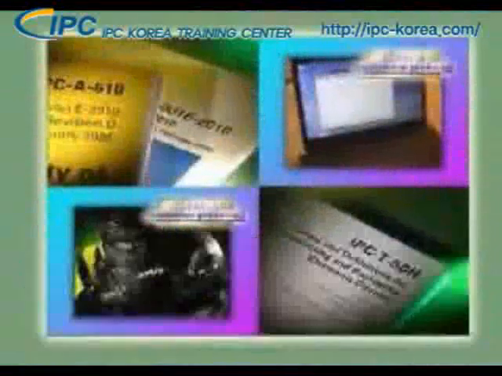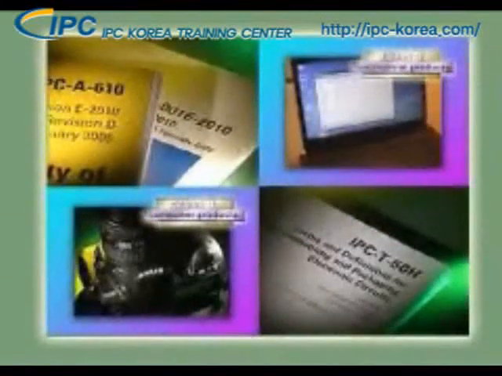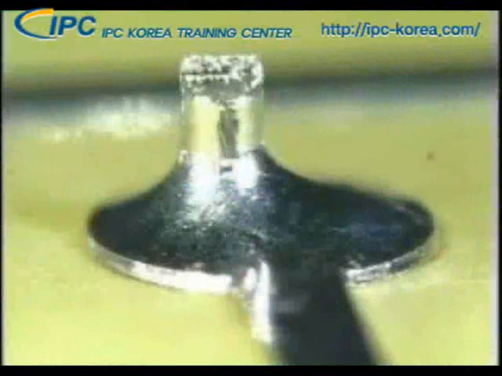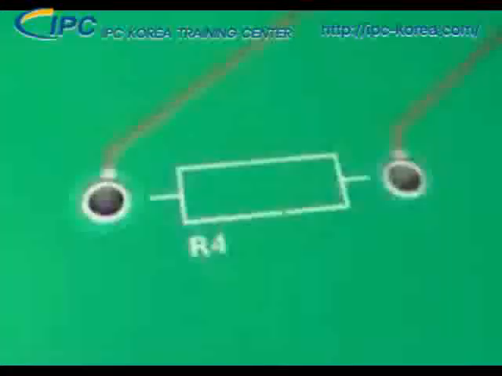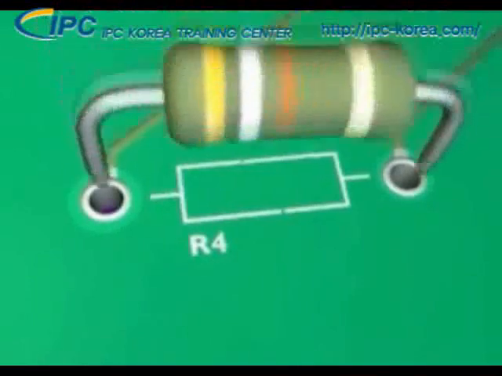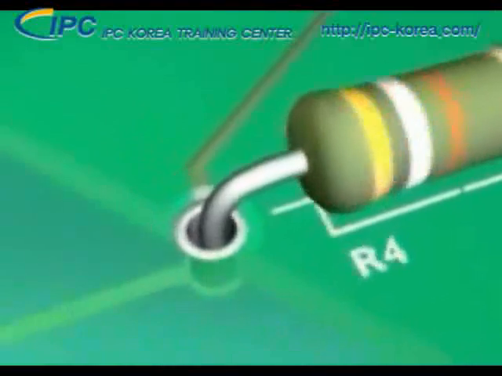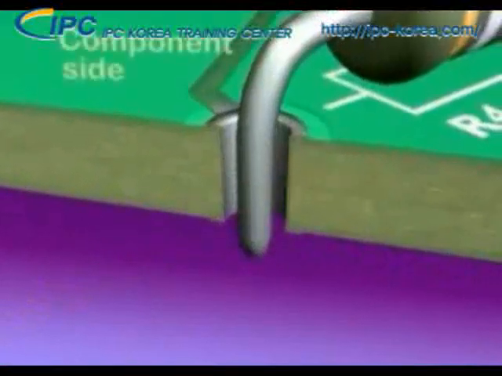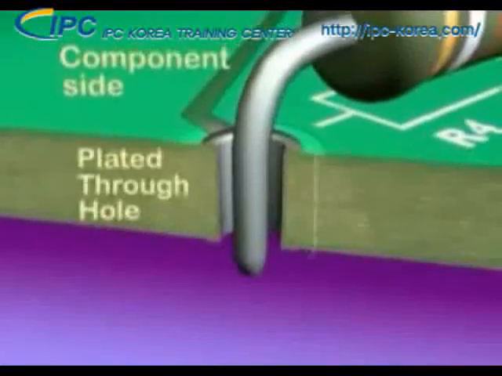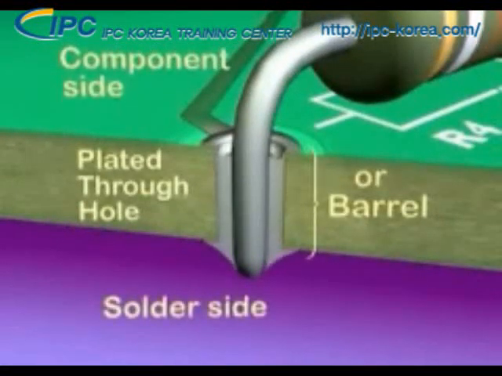Now that you've been introduced to the concept of acceptance requirements, product classes, and soldering terminology, let's examine the acceptance criteria for Class 3 through-hole solder joints. The following examples will show the minimum and maximum acceptable dimensional and visual requirements for the 3 perspectives of a through-hole solder joint: the component side, the plated through-hole or barrel, and the solder side.